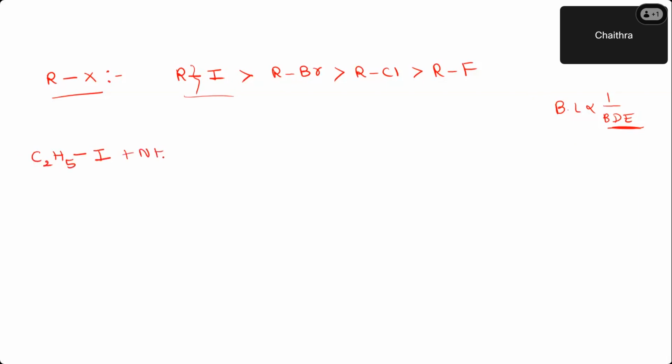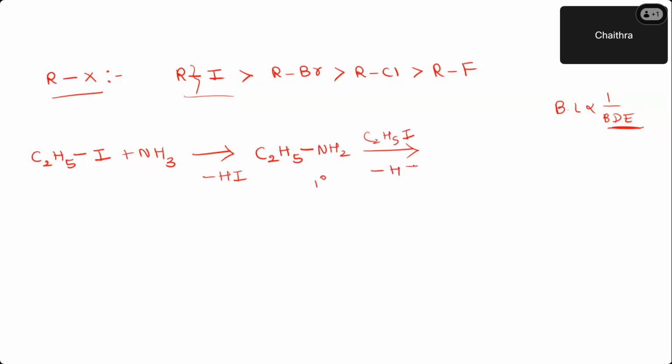Can you complete the reaction and tell what is formed here? Keep removing HI, that's it. Yes, keep telling what is the product. C2H5 NH2. So what is this called? Primary amine.